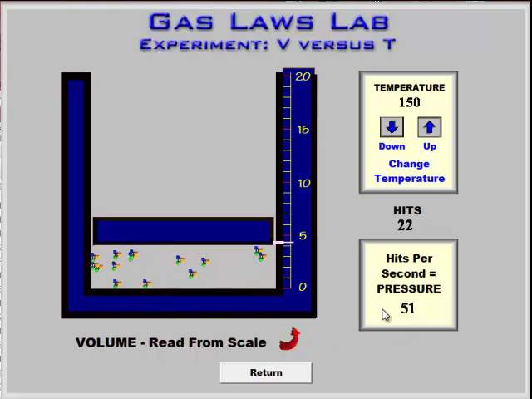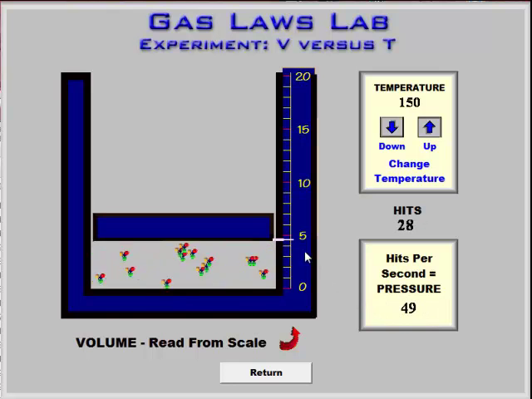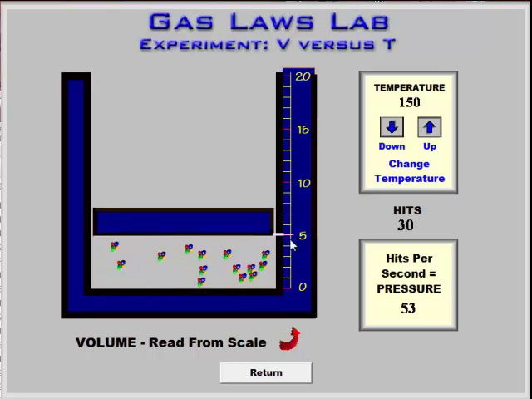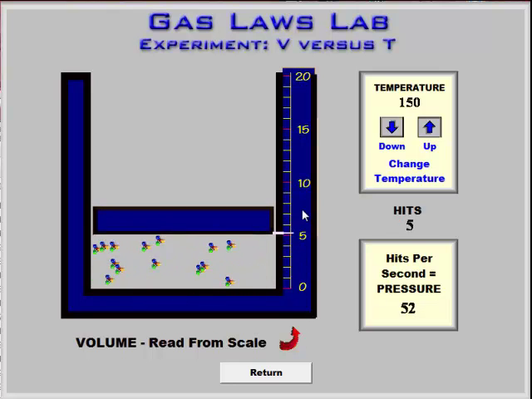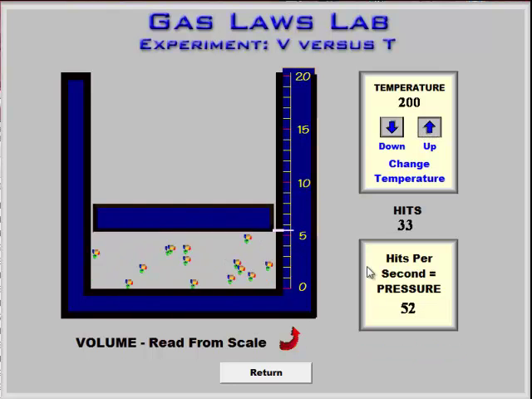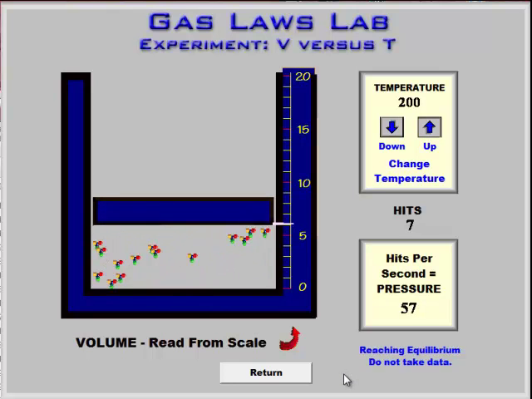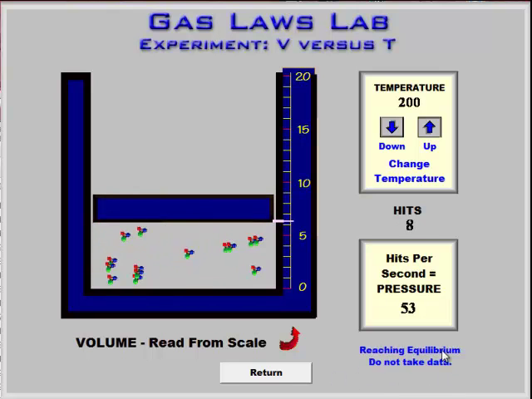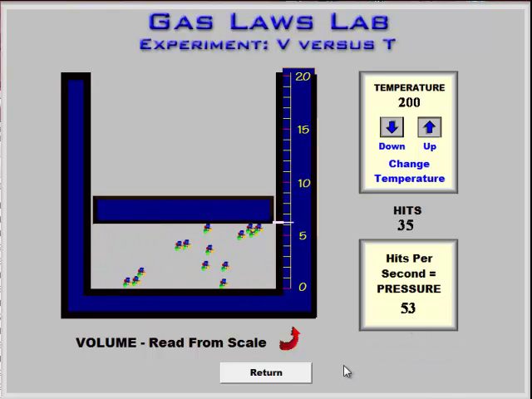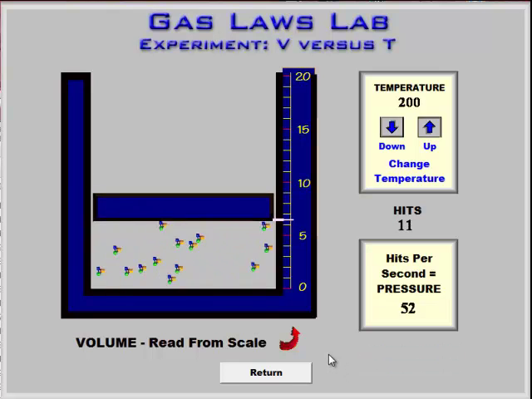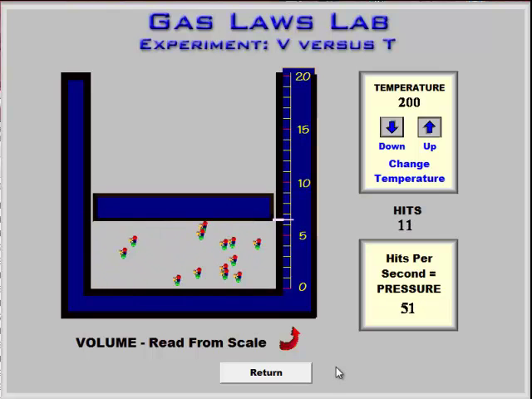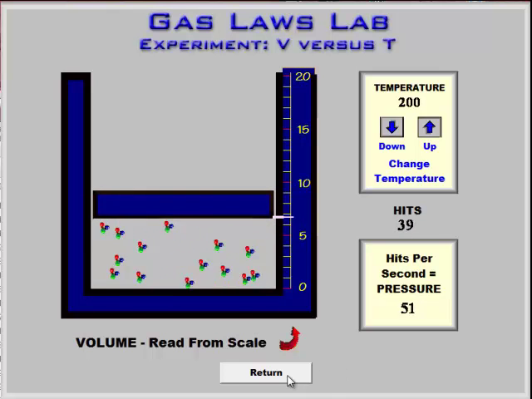So when we find that the pressure has come to equilibrium, back to our 50, we can now take the value of the volume of the container from the scale on the side. And then we'll keep doing that. Again, you'll see that this will go up. And again, we've got to wait until the pressure reaches equilibrium. So I think these simulations do a really good job of showing also how experiments reach equilibrium when you change one of the variables.